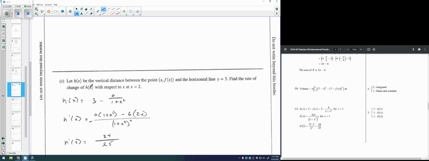Find the rate of change of h. What is the rate of change of h? Derivative. So I just did the derivative of h. Derivative of 3 is 0. And I just did this as a quotient rule, I didn't do this as 1 over 1 plus x squared. Derivative of the top is 0 times the bottom, minus the top times the derivative of the bottom, all over the bottom squared. This is 0. This is a negative 12 times 2, which is a negative 24. And this is over 25.